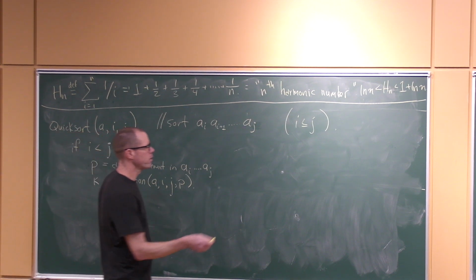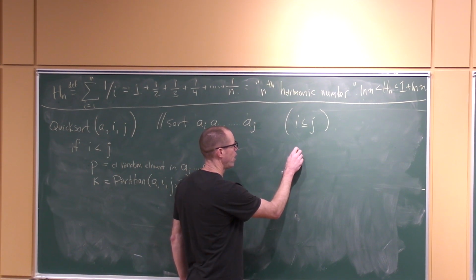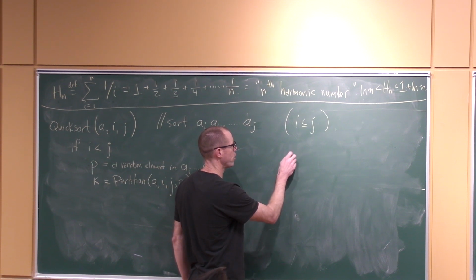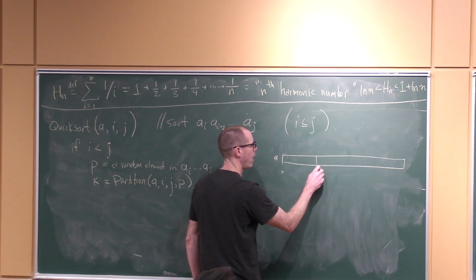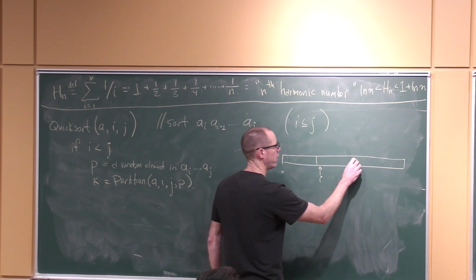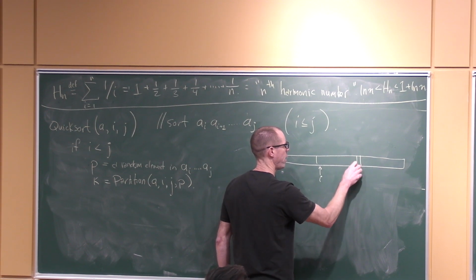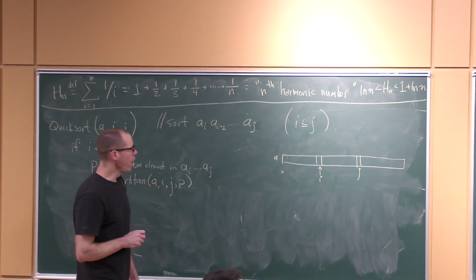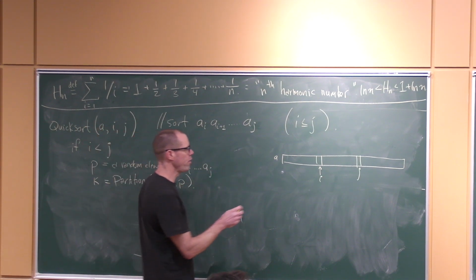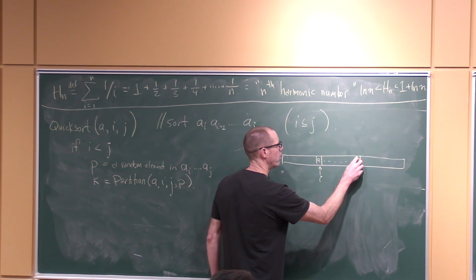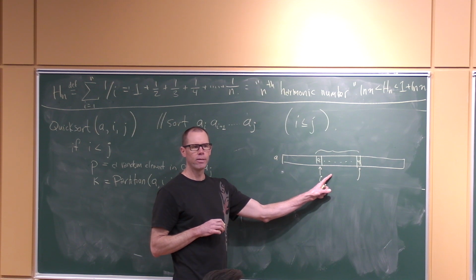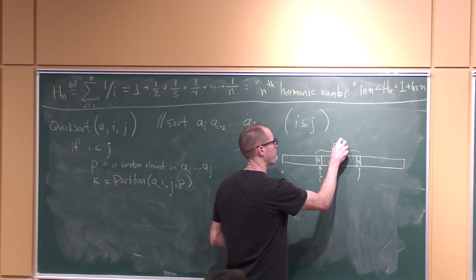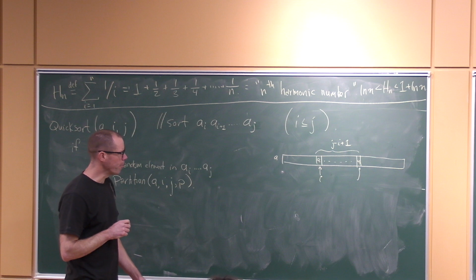And what partition does, I'll just draw the effect of partition. So I have the array A, I have an i, and I have a j. And so there's a bunch of stuff in here, a[i] up to a[j]. How many items are in here? j minus i plus 1. It's good to remember that.